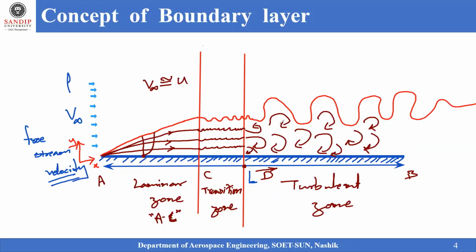the fluid has not maintained any uniform shape or remained parallel to each other, but they are completely traveling in a zigzag manner, or the disturbance has increased. That zone is called a turbulent zone.